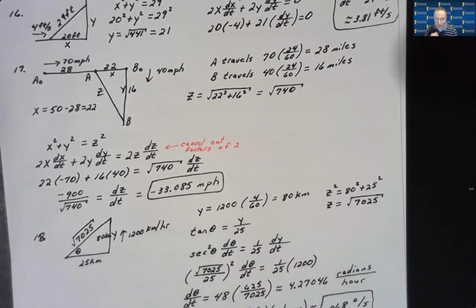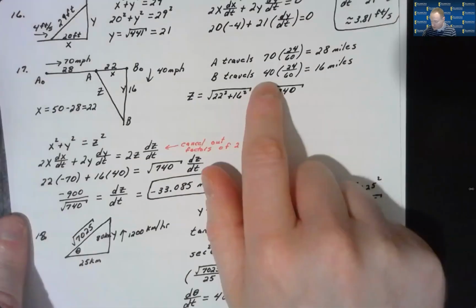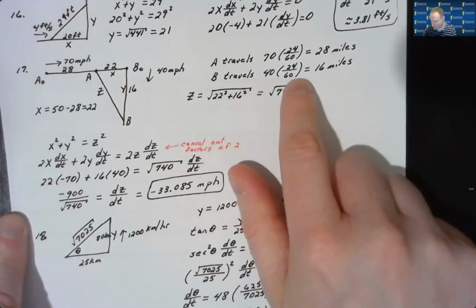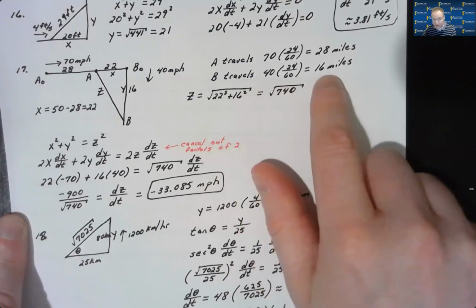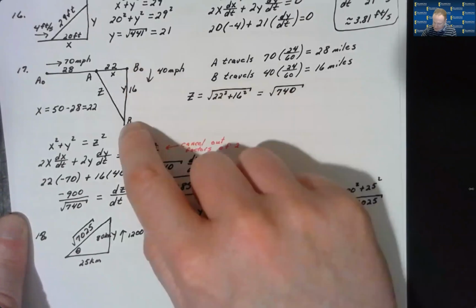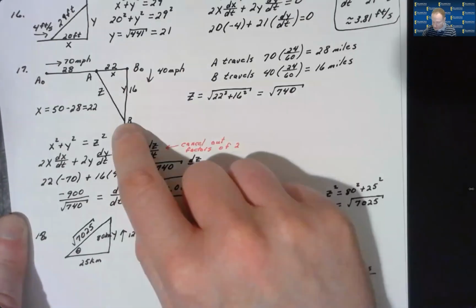Now, the B at the point of interest, you can say, well, at the same time A is traveling, B is traveling south. And we know that B is going to travel at a rate of 40 miles per hour, again, for 24 minutes. When you multiply that out, you'll get 16 miles. So B is 16 miles south of its original position.